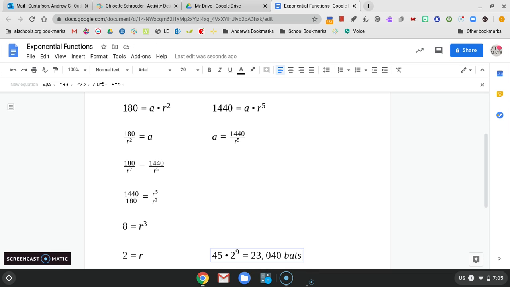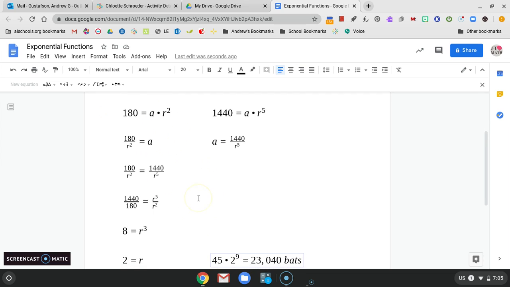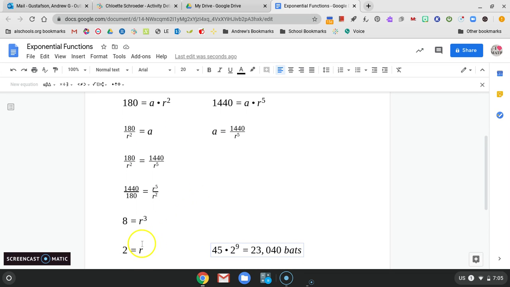So that's how you can utilize that general form of an exponential function and use some arithmetic to solve for what you need for those problems. Hopefully that helps for that particular question.